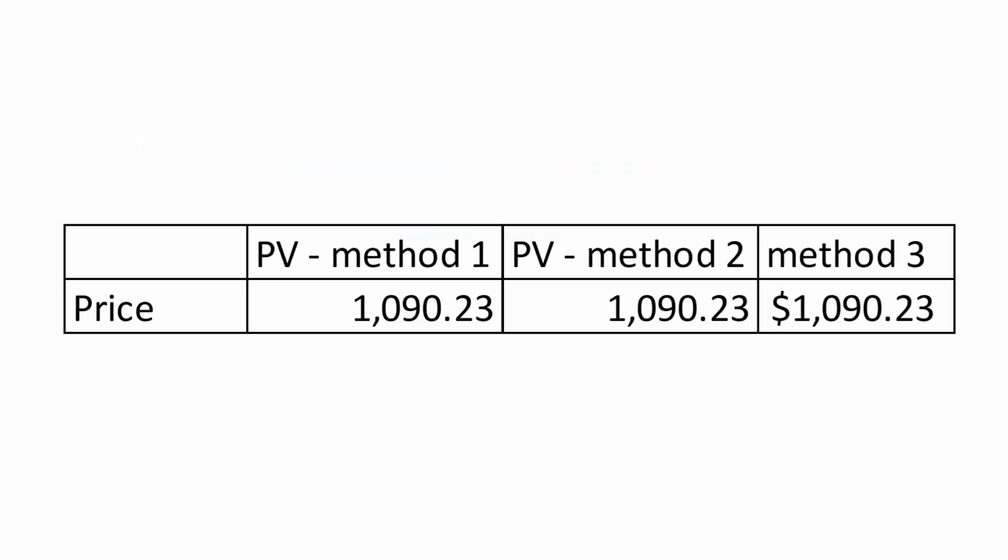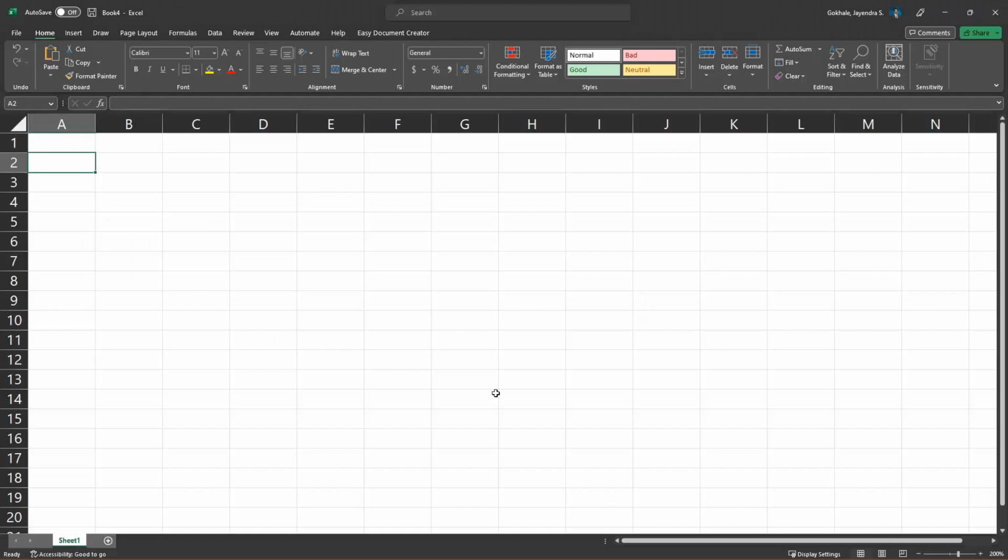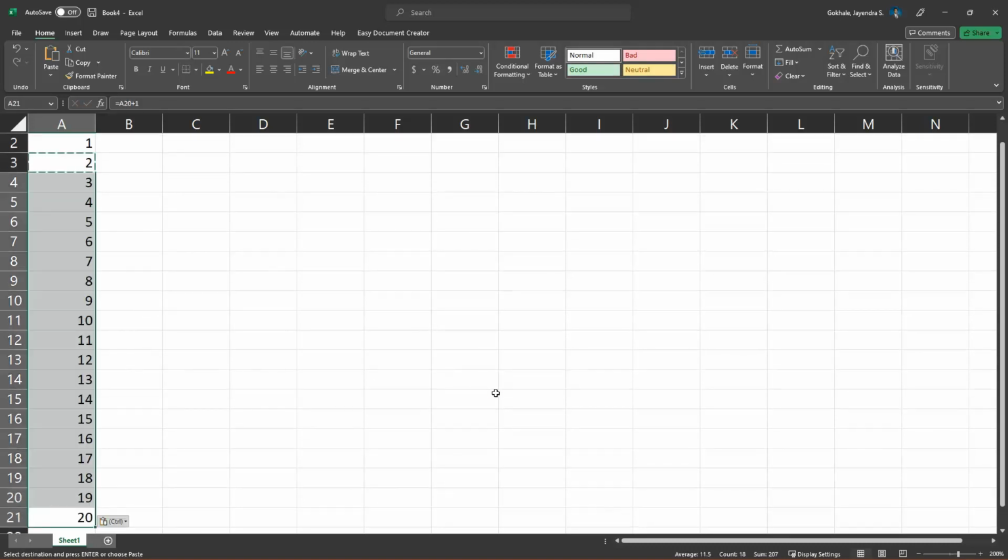All right, now there are three methods to find out the present value of this bond, or the price of this bond. Let's use some of these methods. So the first step is to lay out the cash flows once again. Now instead of 10 we have 20 cash flows, so we have to adjust it accordingly.